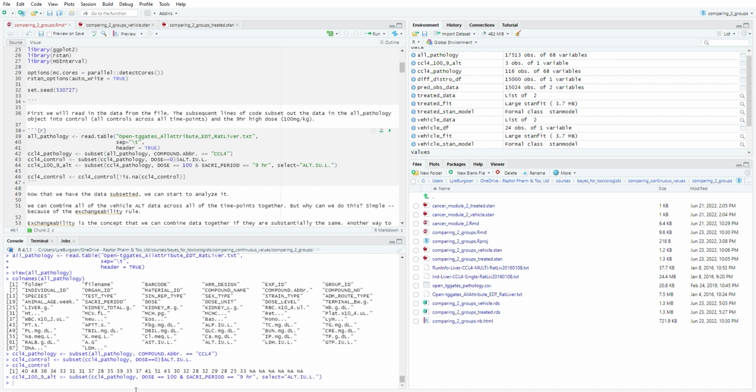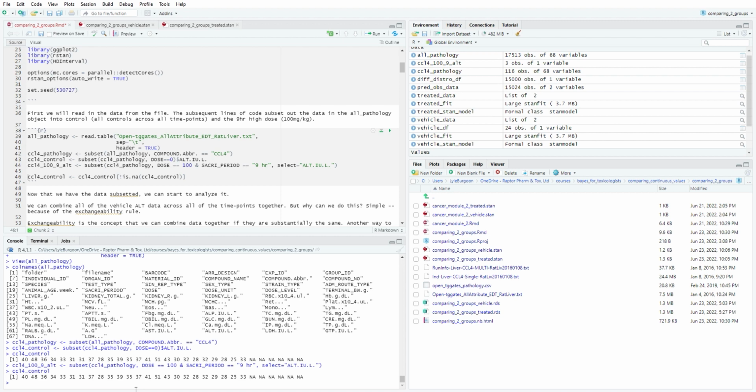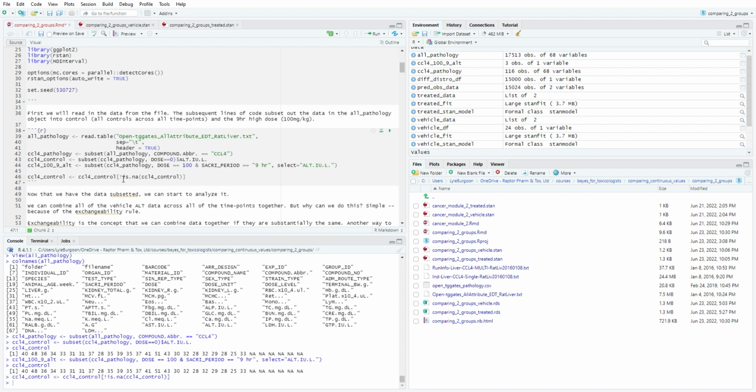Now then, you might remember when we looked at the control data, there's a bunch of NAs here. I want to get rid of those. NAs are not going to help me. In fact, in some cases, NAs will actually stop your program. So we're going to get rid of those. And we're going to do a little bit of our magic here. So CCl4 control is the object that I have, and it's a vector, right?